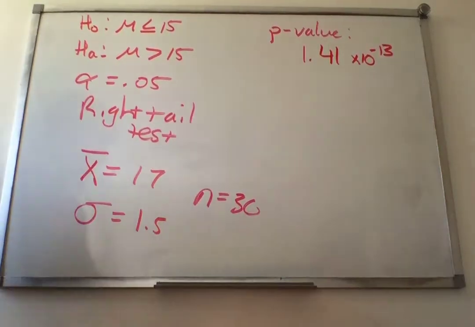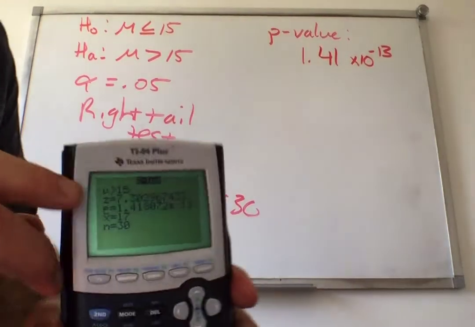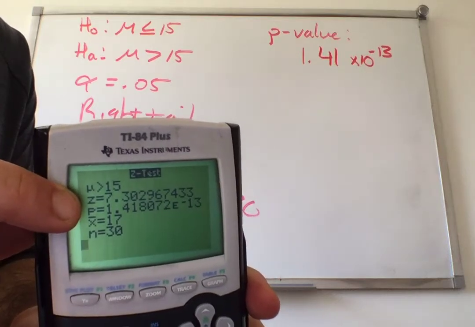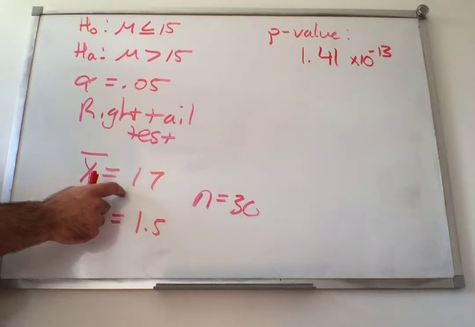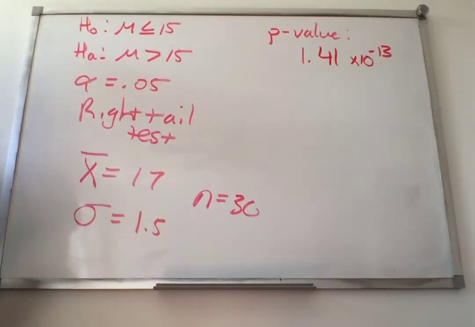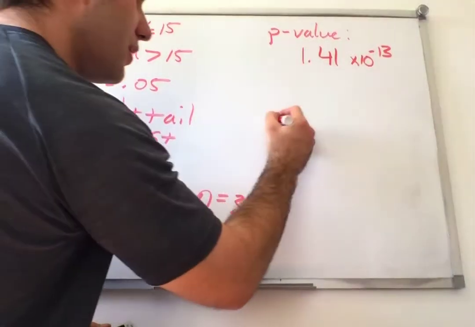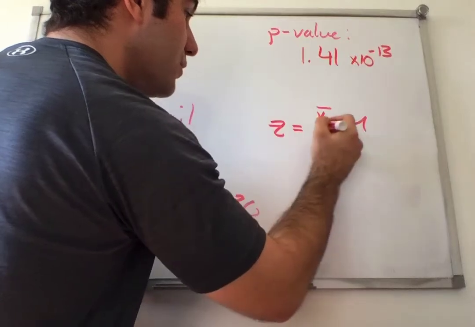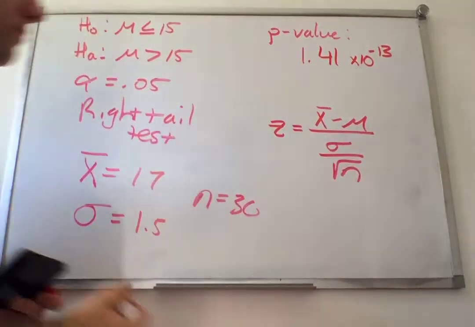So that was a lot faster. Doesn't require us to use normal CDF and whatnot. If you notice, it also has a z-value. That is the z-score associated with this sample mean and this population mean. Okay? You could find the z-score.